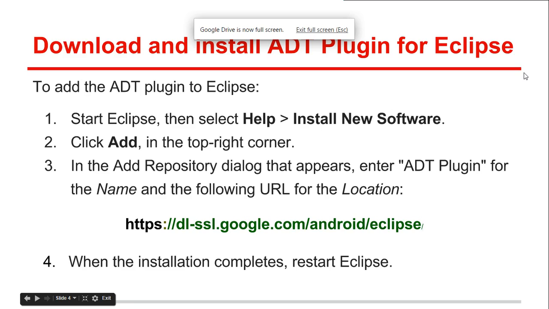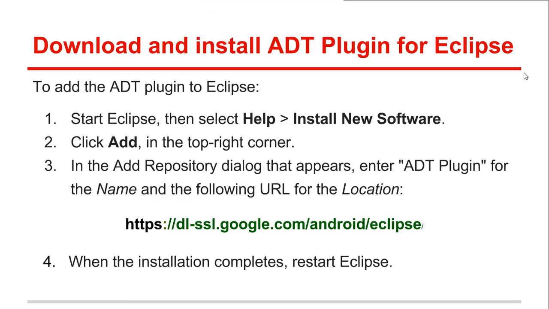A very important step to perform before downloading the Android SDK is to download and install the ADT plugin for Eclipse. To add the ADT plugin to Eclipse, just go ahead and start Eclipse, then select Help, Install New Software, and click Add in the top right corner. In the Add Repository dialog that appears, enter ADT plugin for the name and the following URL for the location. And when the installation completes, remember to restart Eclipse. Once you do this, then you can go ahead and download the Android SDK.